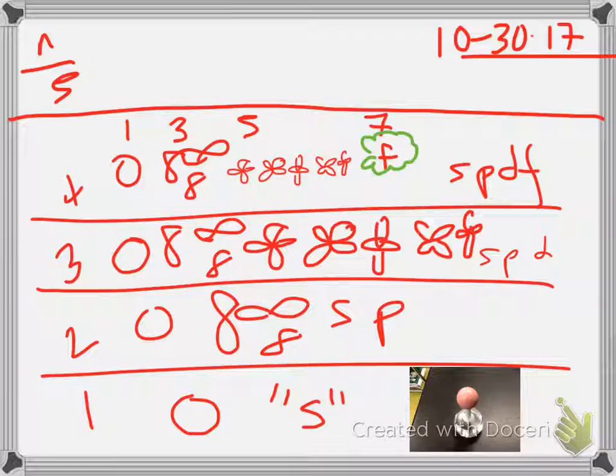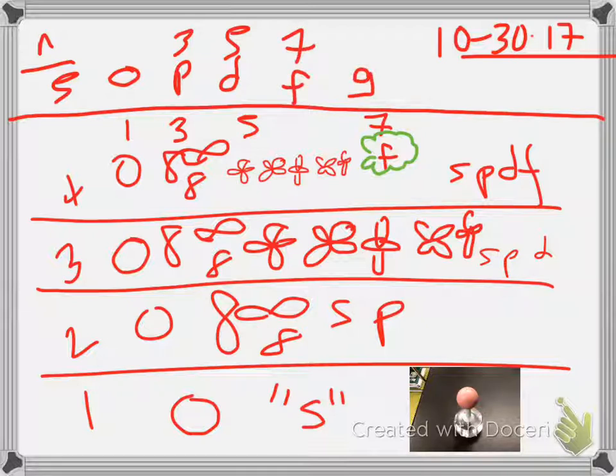You think we'd find an S? Yeah. One S. Guess how many P's? 3. 5 D's. 7 F's. And I'll tell you that the next shape of orbital is called G. Don't even try to wrap your brain around what that looks like. How many G's do you guess there are? 9. 1, 3, 5, 7, 9.